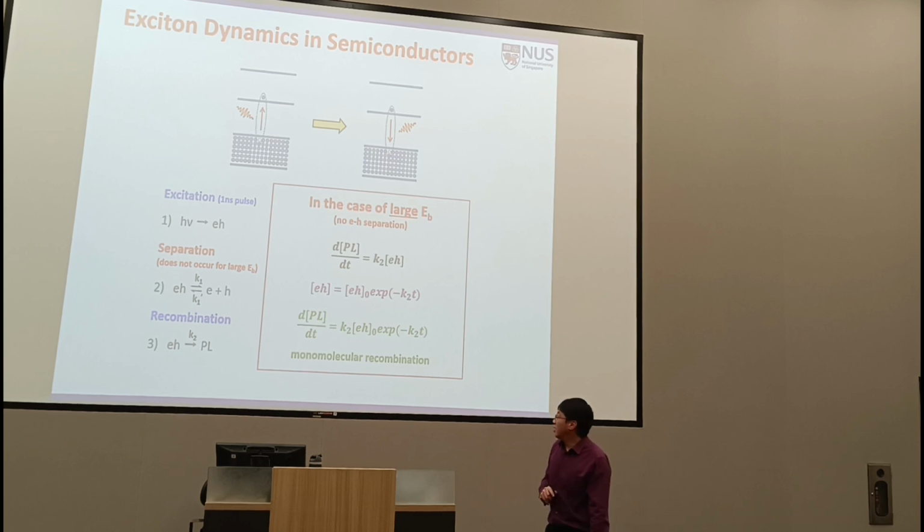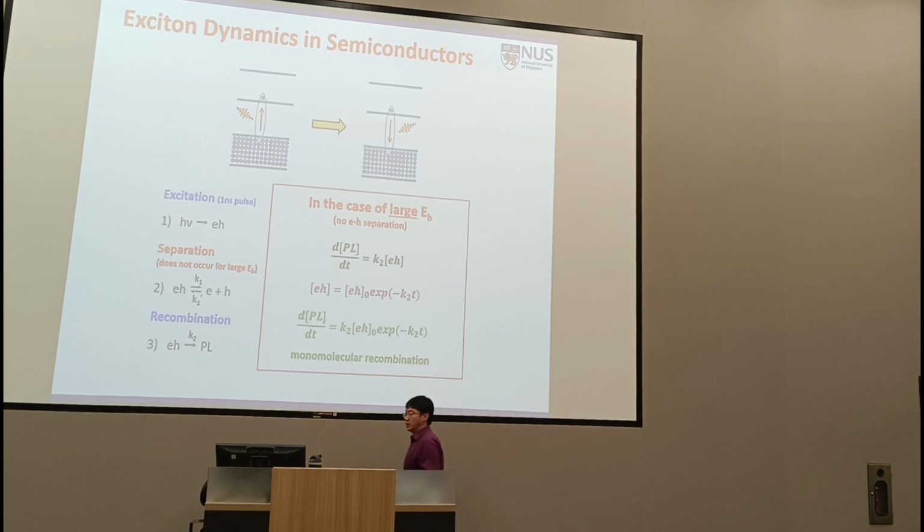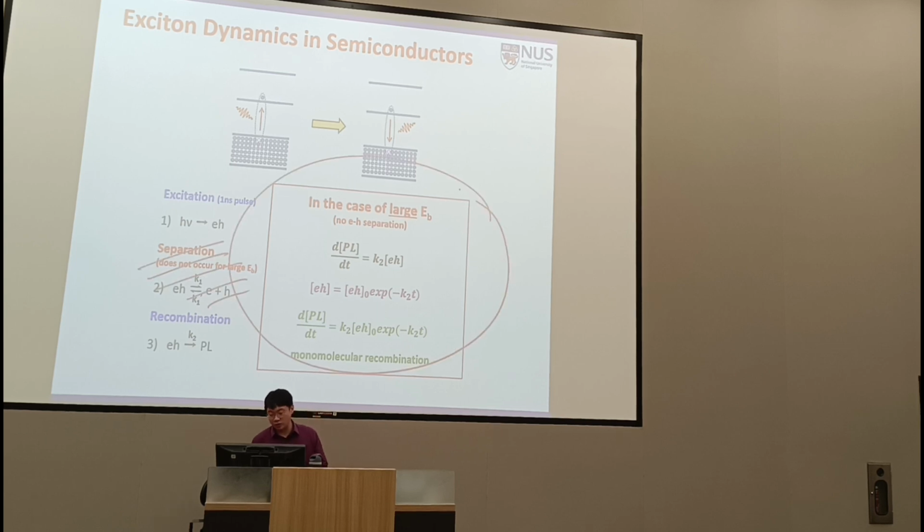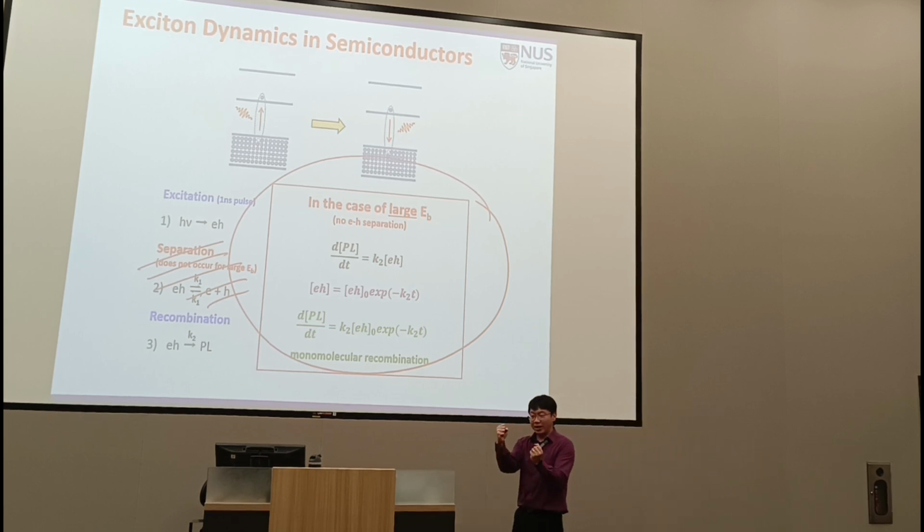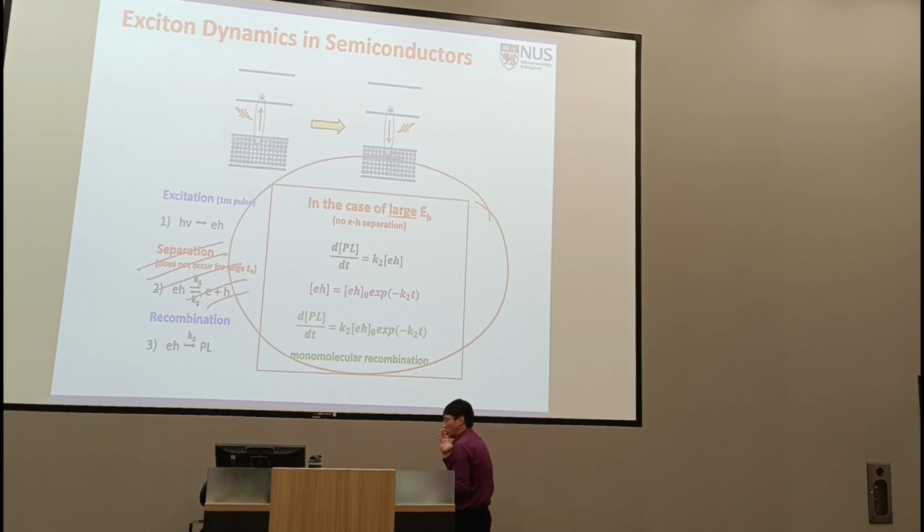These three situations. Now, I want to tell you a situation whereby I don't care about separation. So when is a situation where I have no separation? When the exciton binding energy is large, right? When the exciton binding energy is so large that it doesn't want to separate. Okay, so in this case, I have a large exciton binding energy, there's no separation. I cancel away this whole thing. Okay, and that makes all my analysis much easier.